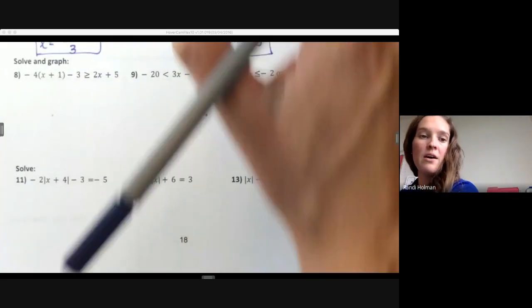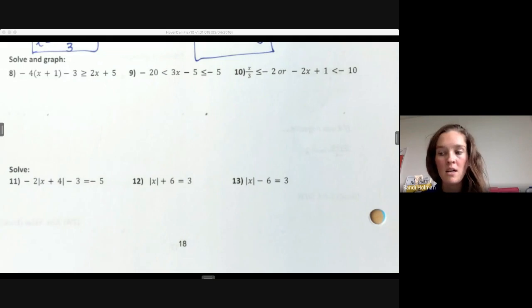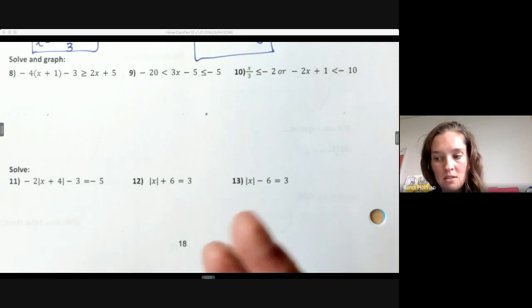Moving on, we now have some inequalities. So solving inequalities, we're going to look just like solving equations, except two things. One, if you multiply or divide by a negative, that means what you do to both sides is negative. You need to flip your sign. And two, we're going to make a graph of our solution because it's not just one value, it's going to be a range of values.